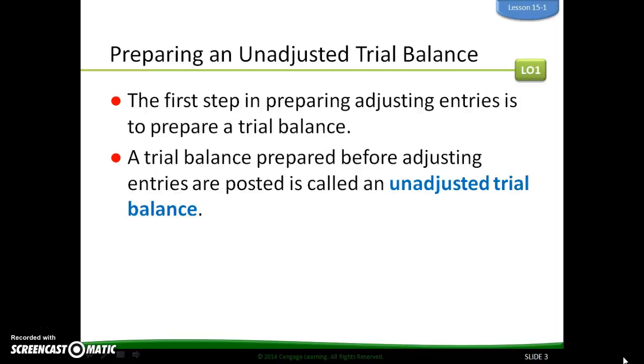So the very first step in preparing adjusting entries is to prepare a trial balance. A trial balance is prepared before the adjusting entries, and this is called the unadjusted trial balance.